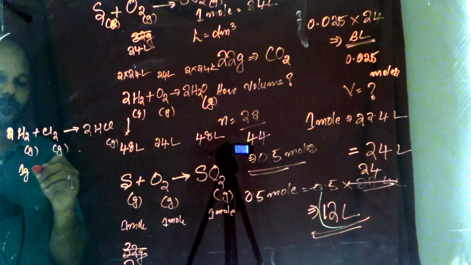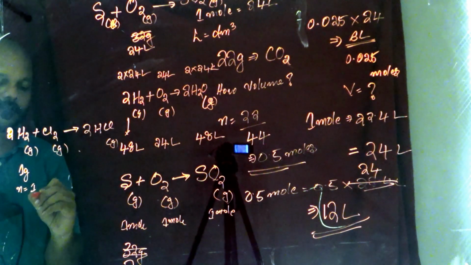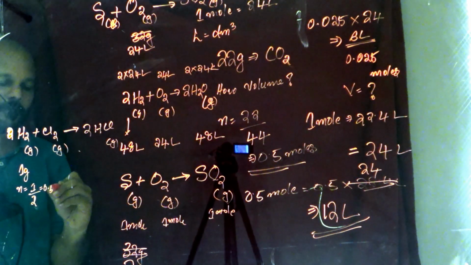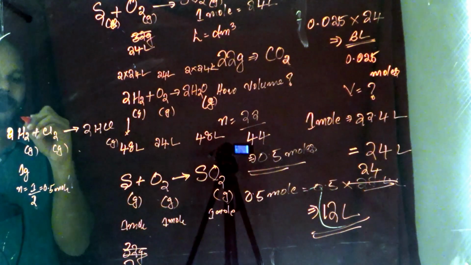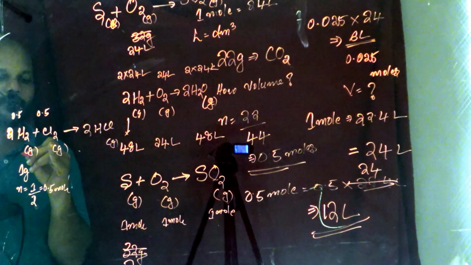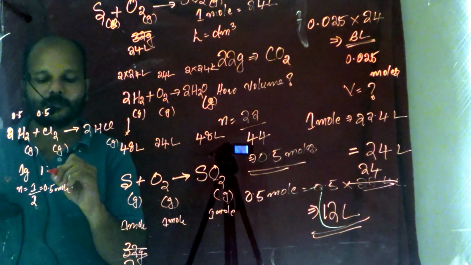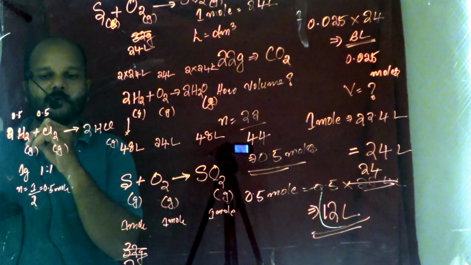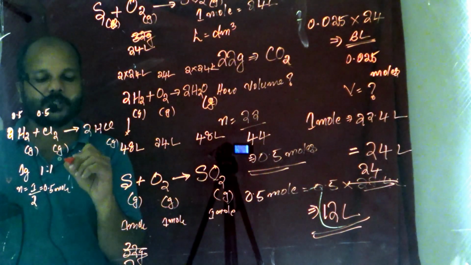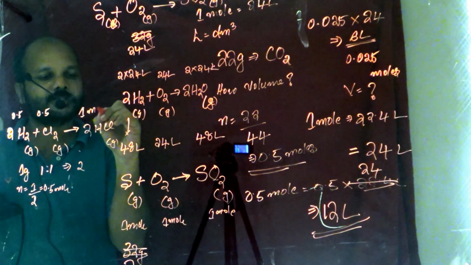What can you understand? 1 gram is how many moles? It is mass divided by molecular weight, so this is 1 divided by 2, which is 0.5 mole. Here 0.5 mole of H2 reacts with 0.5 mole of Cl2 because H2 and Cl2 are in a 1:1 ratio. To form HCl, it is in a 1:2 ratio, right? So it is going to be 1 mole of HCl.